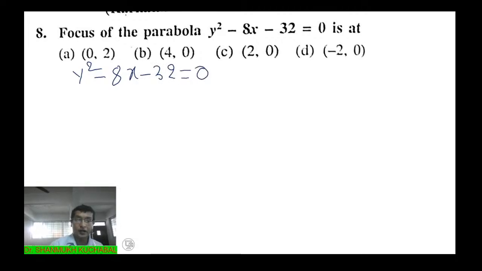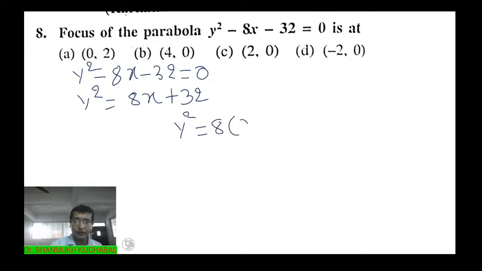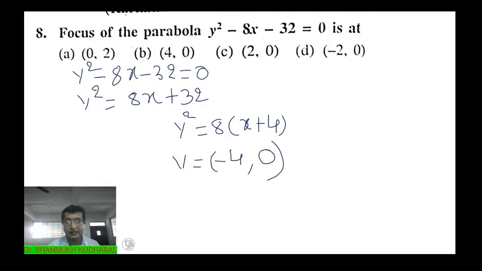So for the y square we'll keep it on the LHS, and the remaining on the RHS. So it is plus 8x plus 32. Then further simplification, so it is y square equals 8 common, x plus 4. So the vertex we get as x plus 4, so change the sign, -4, and y square, its next term is absent, so we take it as 0.